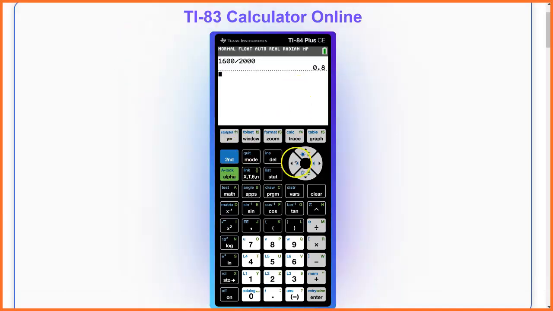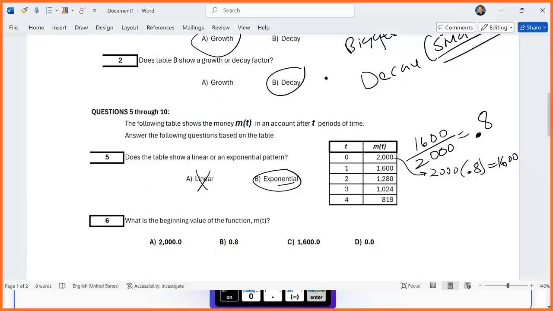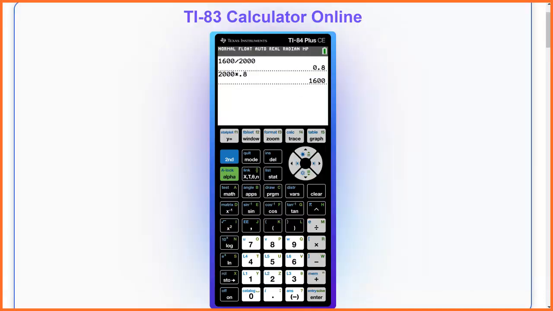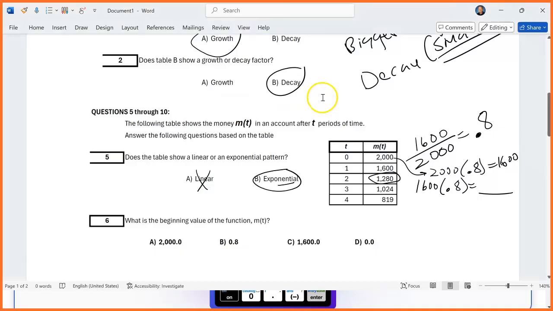So we go 2,000 times 0.8, enter, 1,600, okay? But now we want to see what the next one should be. The next one should be 1,280, is it? Here we go, 1,600 times 0.8. What is it equal to? Let's see. So I already have 1,600, so 1,600 times 0.8, enter, 1,280, okay? And that's what it should be. So that means it is 0.8.